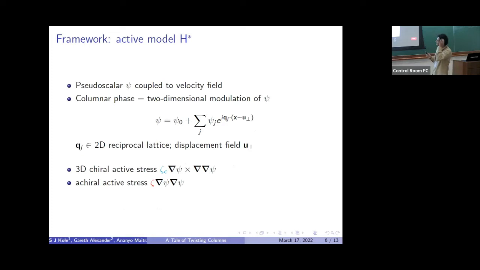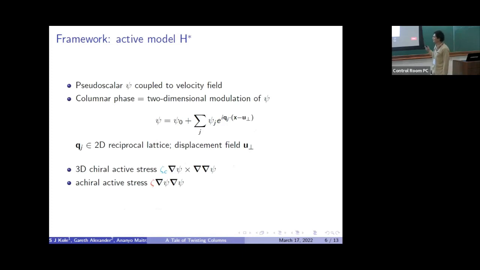To understand this, we have a framework, a generic field theory, composed of a pseudoscalar field because we are working with chiral systems, coupled to a velocity field, which we will specialize to a two-dimensional condensate, that is the columnar phase, which will have a 2D reciprocal lattice incorporating the displacement field u bar.